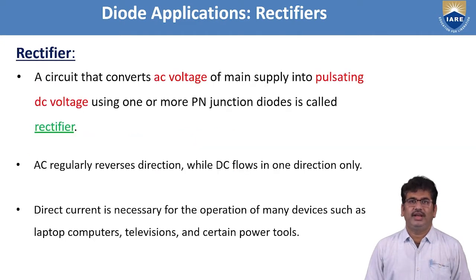The rectifier is defined as a circuit that converts AC voltage of main supply into pulsating DC voltage using one or more PN junction diodes. Pulsating DC means the ripples imposed on the DC component. The AC regularly reverses direction, while DC flows in one direction only. Direct current is necessary for the operation of many devices such as laptops, computers, televisions, and certain power tools.